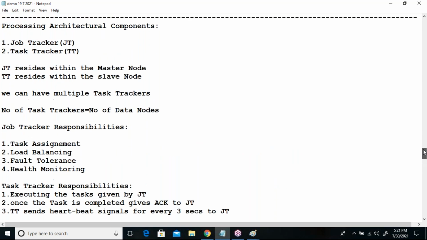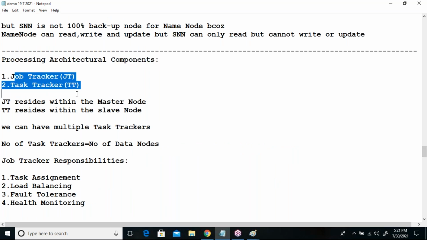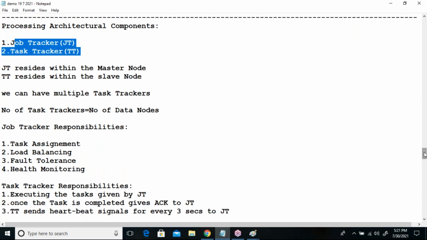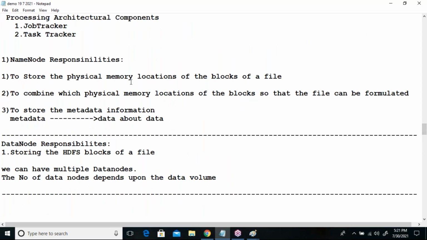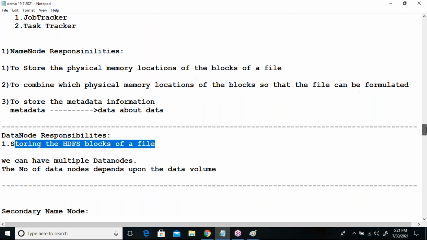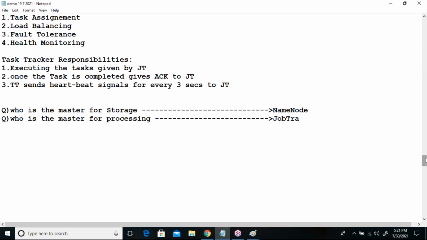What is our discussion now? Processing architectural components: for processing, job tracker and task tracker. Name node and data node have nothing to do with processing. Name node divides a file into blocks, and the blocks are stored by the data node. Data node's work is only to store. Name node's responsibility is to store the physical memory locations of the blocks. Data node's responsibility is only storing the HDFS blocks of a file, not processing. Processing everything is handled by job tracker and task tracker. Who is the master for processing? Job tracker.